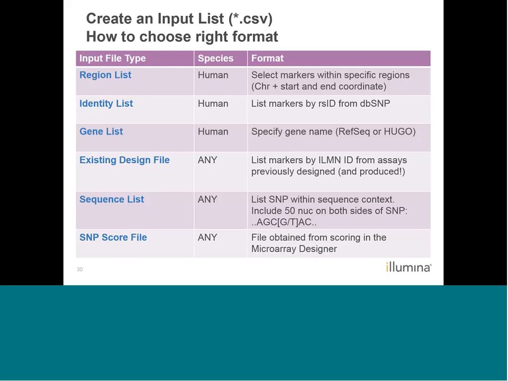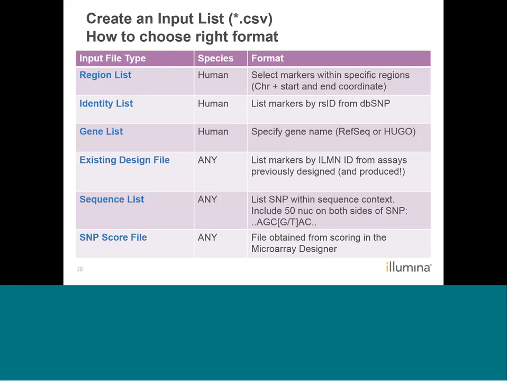Another very common input file type is the sequencing list, and it can be used when you're working with non-human species or if the markers are not annotated in dbSNP, such as markers from private databases or from sequencing data. In a sequence list, you choose your markers within their sequence content, and you remember we said you need to include 50 nucleotides on either side of your SNP, indicated in brackets, and you'll provide additional information if you know, such as the genome build, the chromosome, and the coordinates, and if you have even strand information.